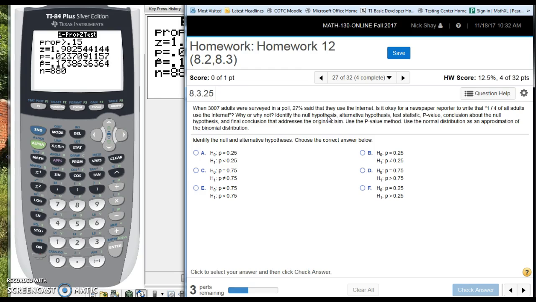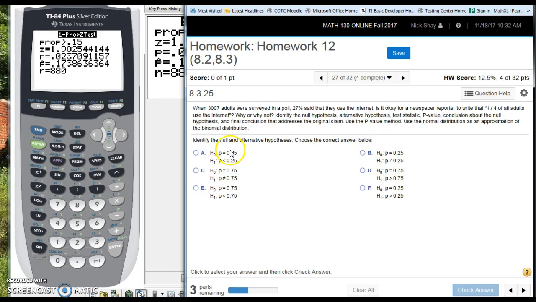So first thing you've got to do is get your null and alternative. This is going to be the claim right here. They're writing that a quarter of all adults use the internet. So again, one of the things you're keyed in on is, is it saying less than or more than or equal to? They're claiming that 1/4 of all adults use the internet. Well, what is 1/4 written as a decimal? That's 0.25. Remember, H0 is always going to be an equal sign here.